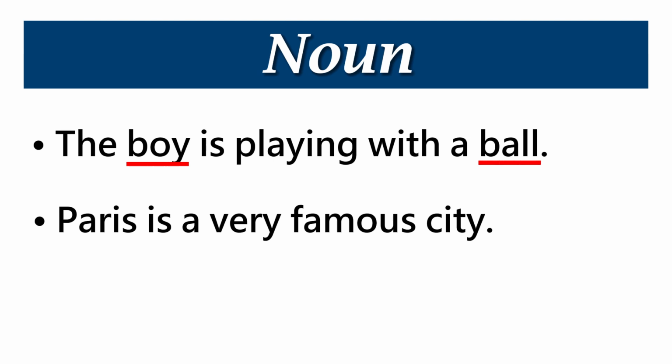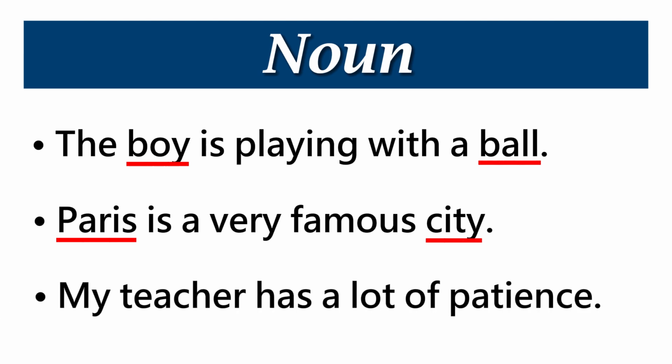Paris is a very famous city. In this sentence, the nouns are Paris and city. Paris names a specific place and city names a general place. My teacher has a lot of patience. In this sentence, the nouns are teacher and patience. Teacher names a person and patience names an idea, a quality.